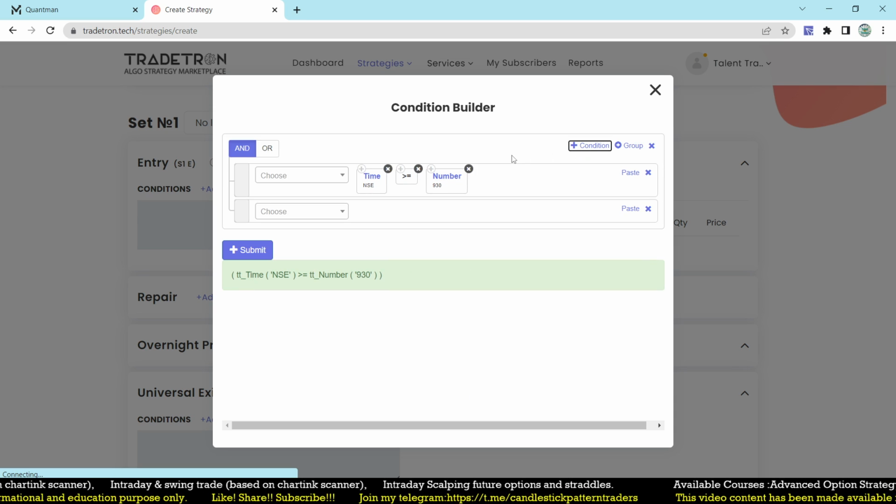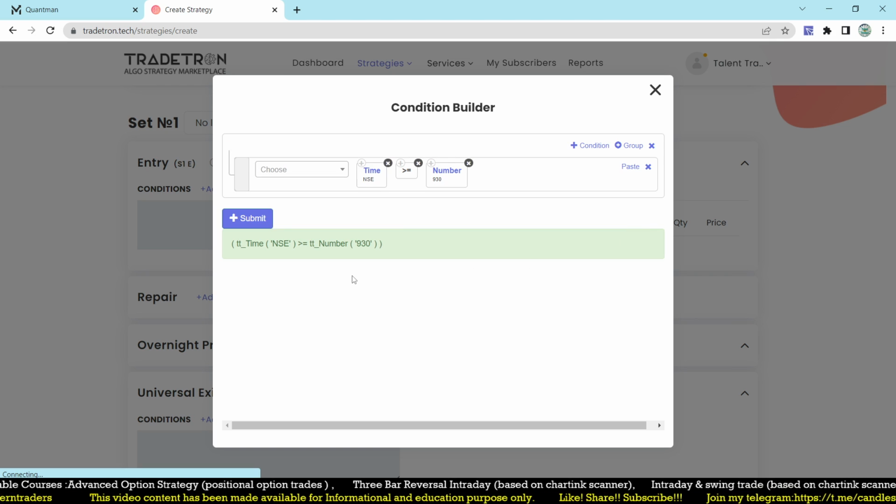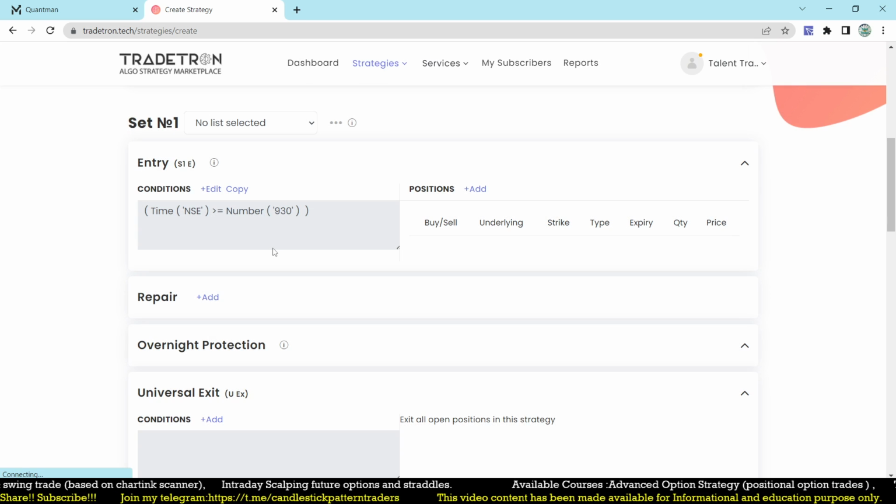I can add other conditions for the trade we are going to take, but this one time condition is good enough. If you want to restrict the positions, you can restrict here. Simply, we do this at 9:30, when the time is exactly 9:30 or above. The strategy will start to run.